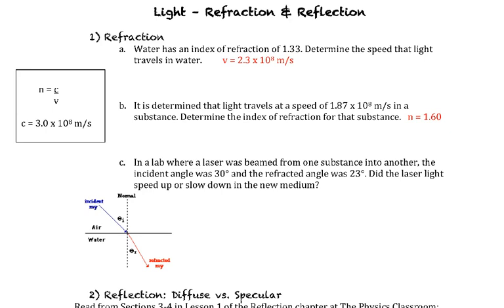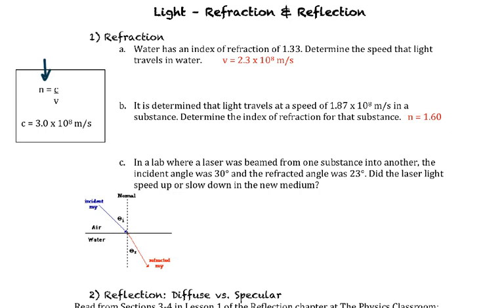If we are starting with refraction, we want to remember this equation that we looked at in the notes, where n equals the index of refraction, c is the speed of light in a vacuum, which is 3 times 10 to the 8th, and v is the speed of light in some other medium.